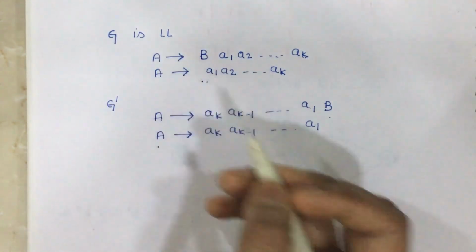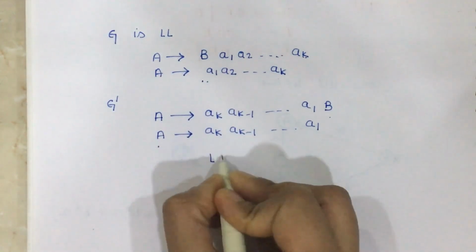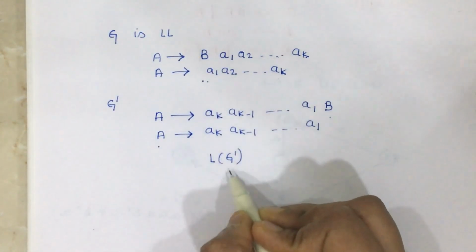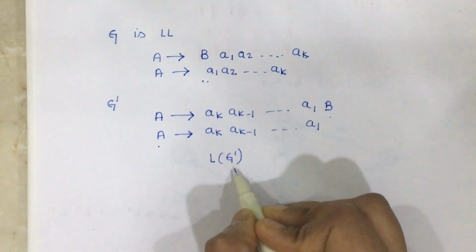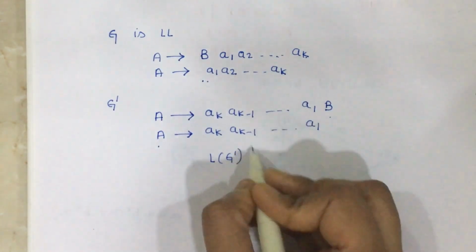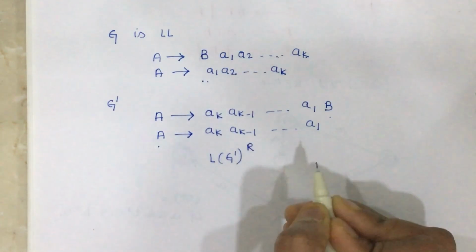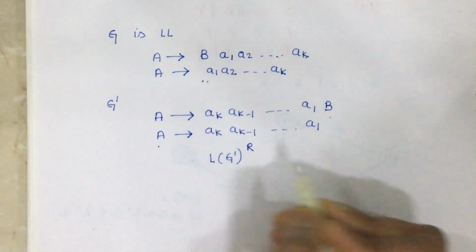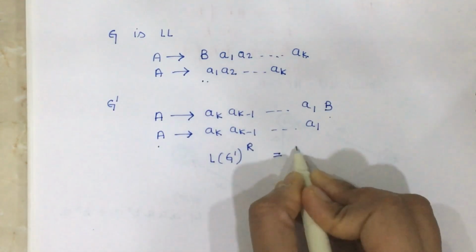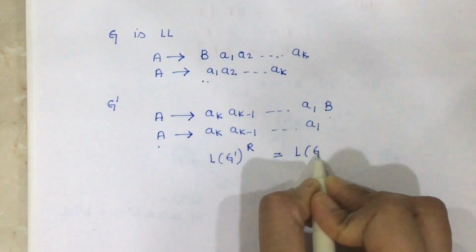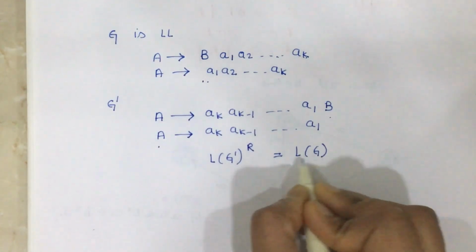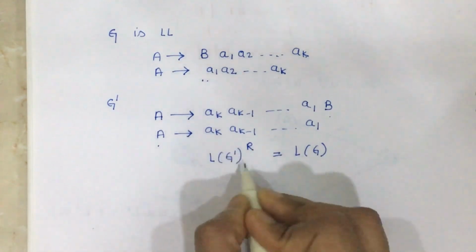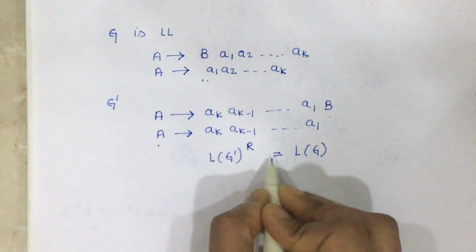But the thing is, if we obtain the language from this grammar, then all the strings in this language will be in reverse order. For this language we need to do the reversal of the given language. We'll reverse all the strings in the obtained language, and then we will find that this is equal to the given left linear language. We have already proved that right linear grammars are regular grammars.